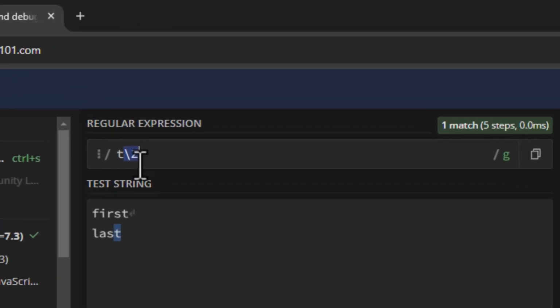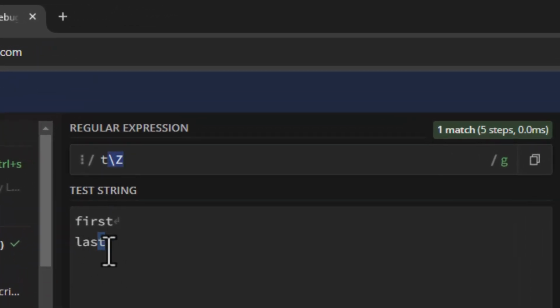Okay, now note that this last T of the last line is being matched with backslash capital Z and also small z and also dollar sign without the backslash. Okay, let's go back. Right, let me show you the difference between capital Z and small z.